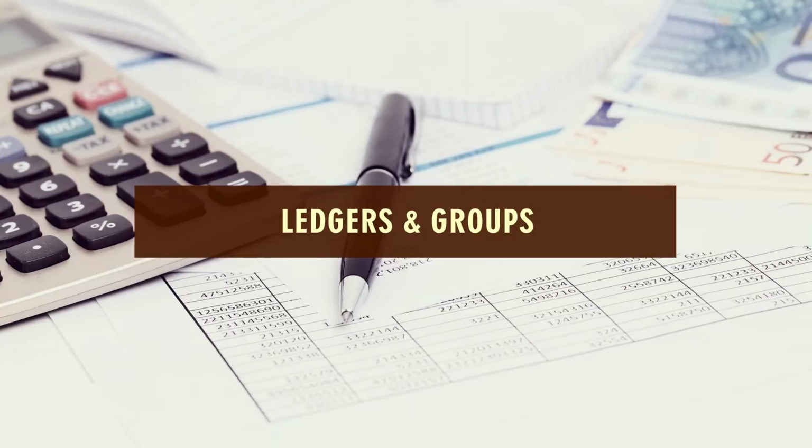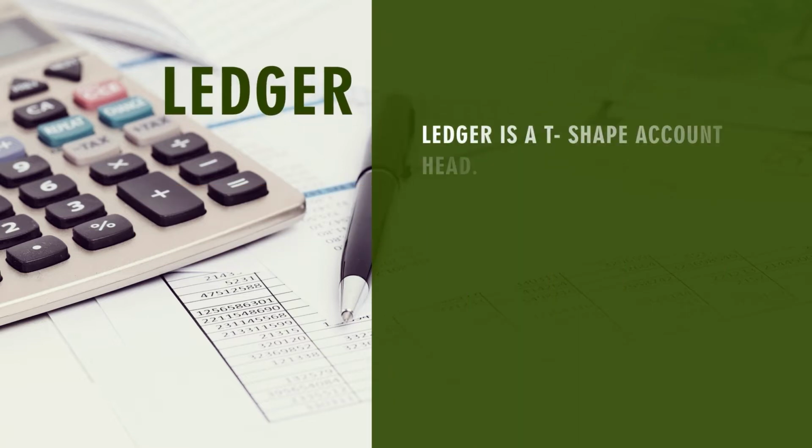Now let us discuss what are ledgers and groups. As you have all seen in manual accounting, a ledger is a T-shaped account head. On the left hand side there is a debit side and on the right hand side there is a credit side. In the debit side there are three main columns: date, particulars and amount. Similarly, on the credit side, there are three columns: date, particulars and amount. All the journal entries are posted into the ledger account, hence it forms a T shape.